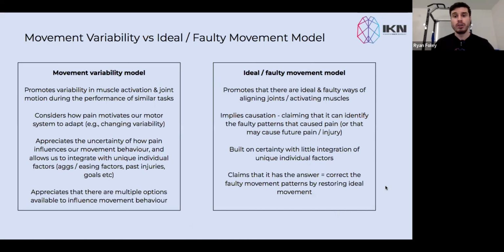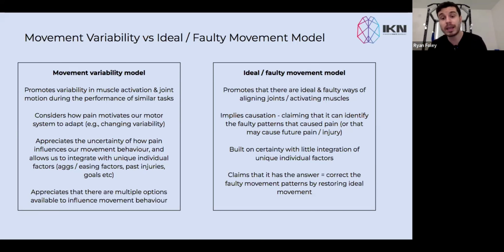Okay. So just to explore this difference between a movement variability model and an ideal or faulty movement model in a bit more detail, and look at them both relative to each other. Like we mentioned, a movement variability model promotes variability in muscle activation and joint motion during the performance of similar tasks. So I can touch my nose in many different ways. I'm not trying to tell you that there's one perfect way to touch your nose. I'm not trying to say that at all using this model.